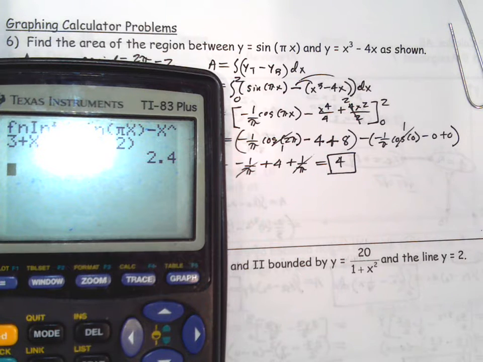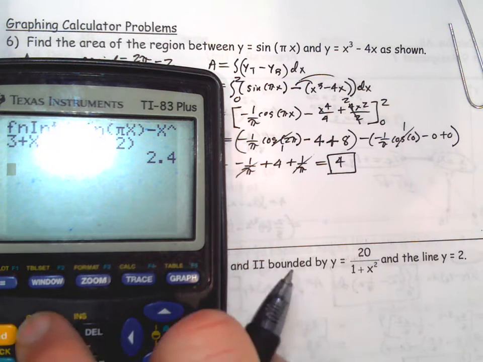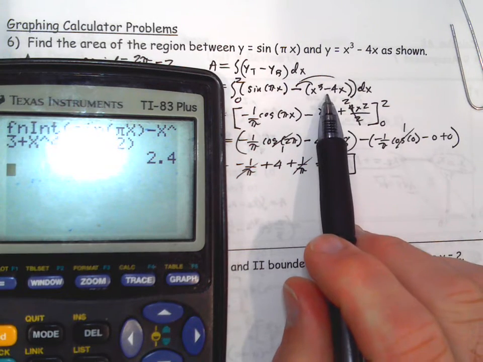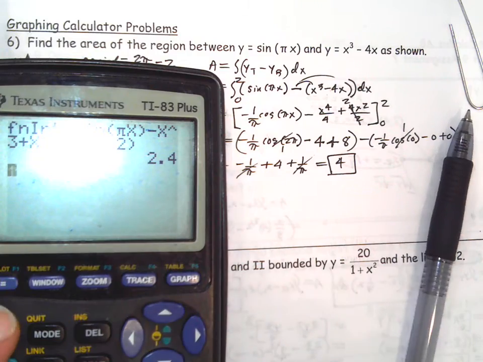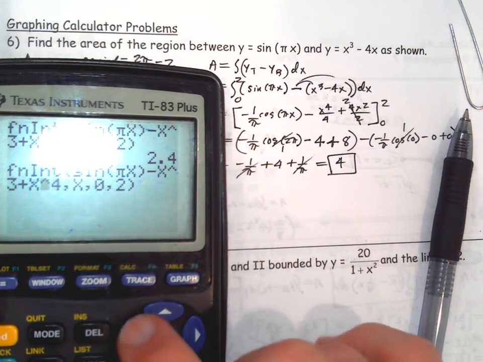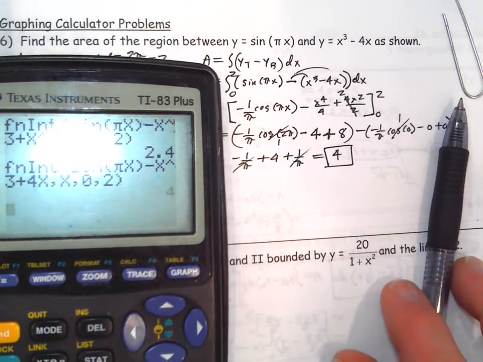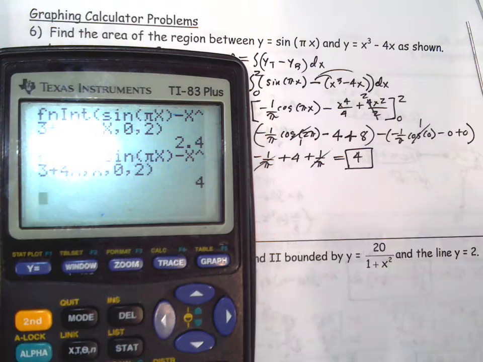Oh, shoot. Let's see. What did I do wrong? Better be in radian mode. Let's check my radian. Yeah, I'm in radian mode. Did I enter anything incorrectly? X to the fourth plus. Oh, no. That's not supposed to be x to the fourth. That's supposed to be 4x. There we go. We got it.